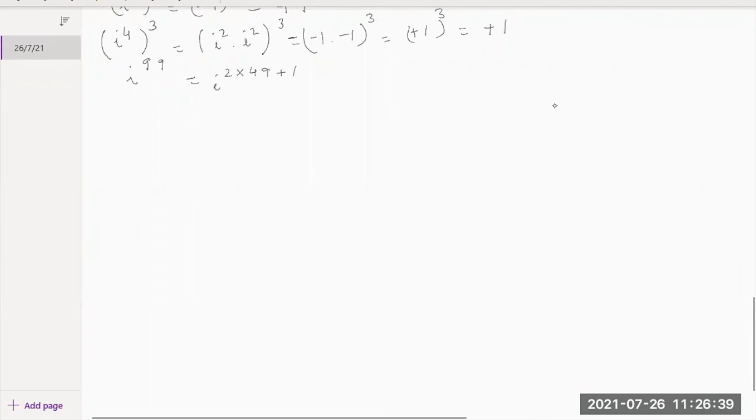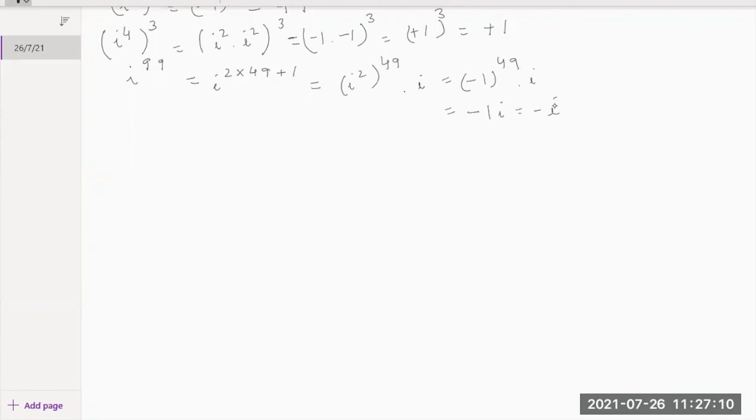So now you can see this. Using your indices, you can express i squared as a power to the power. I squared is minus 1. So minus 1 to the power of 49 times i. Now this is what? A negative number to the power of an odd number. So that is going to give me a negative number. So therefore the answer is minus i over here.